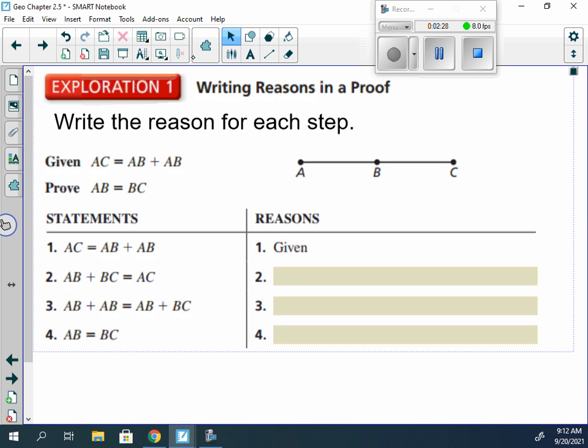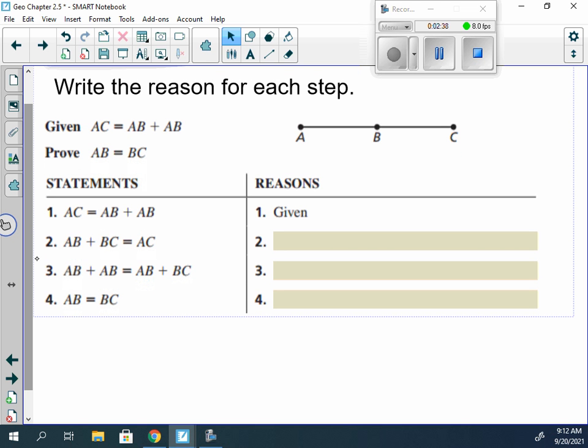And so the first one we're looking at is this one here. Write the reasons for each step. We want to write the reasons for each step of this here. Now, with anything, we always start with what is given. They told us that AC is equal to AB plus AB. That's just what they told us. They told us that it's true, so that is what we start with.